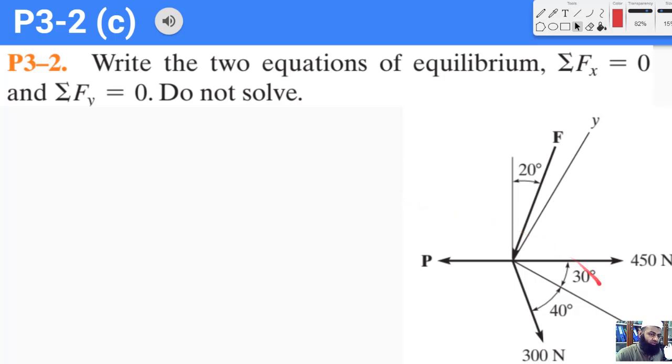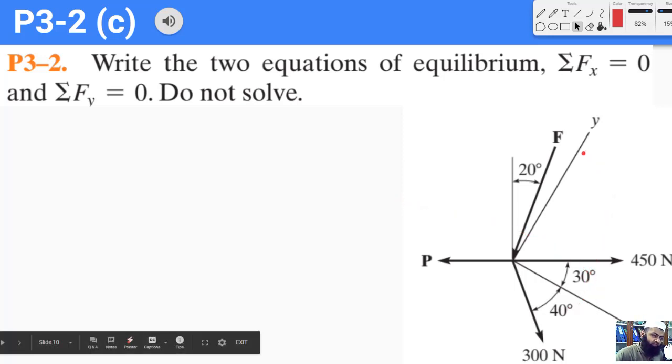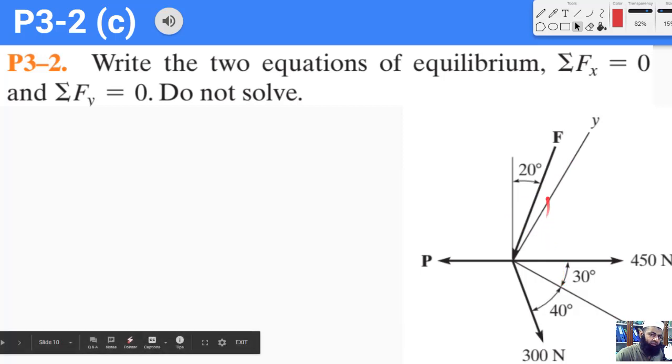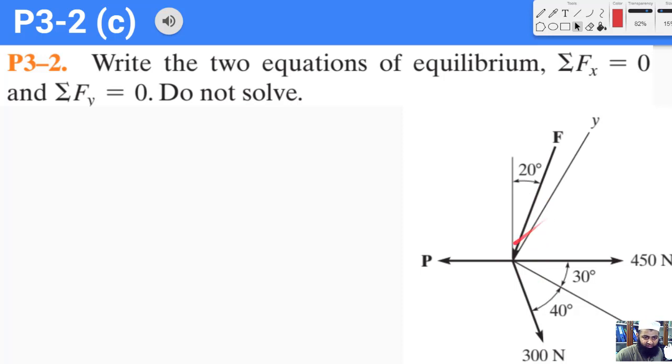Okay, so now we have these two axes. The tricky part in this problem is that the two axes are still perpendicular to each other, but they are not the usual vertical axis and horizontal axis. So let me just clarify a few things so that we are able to solve.